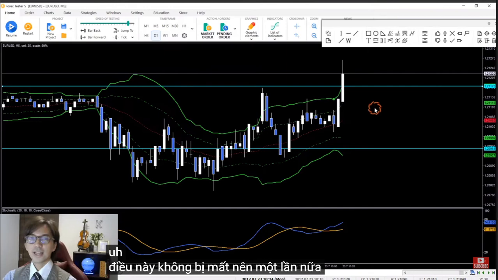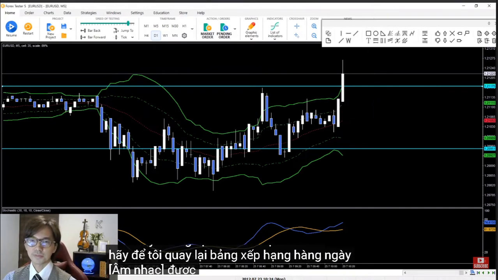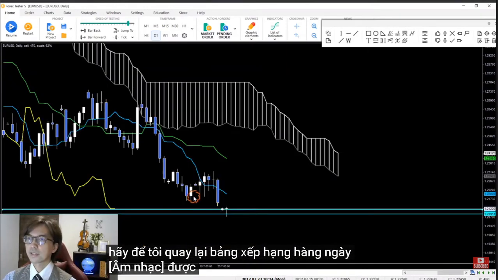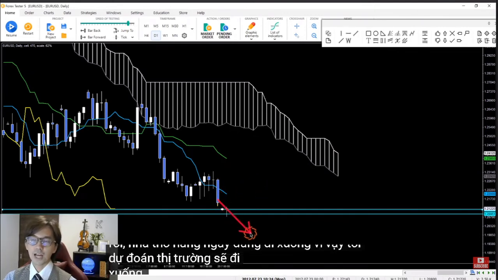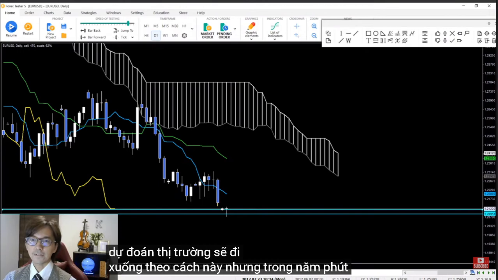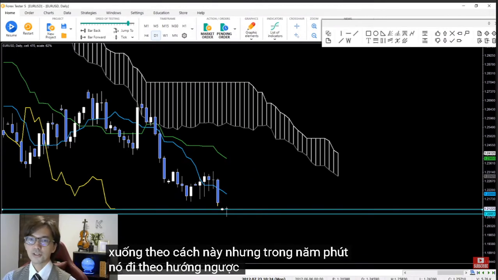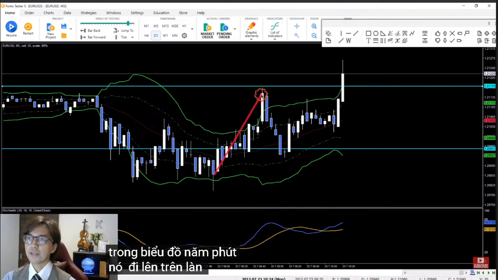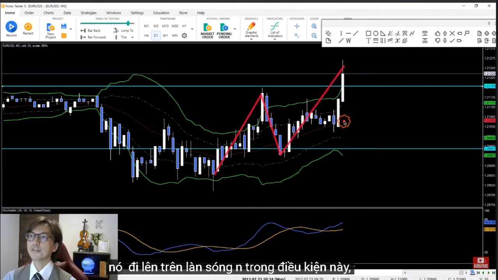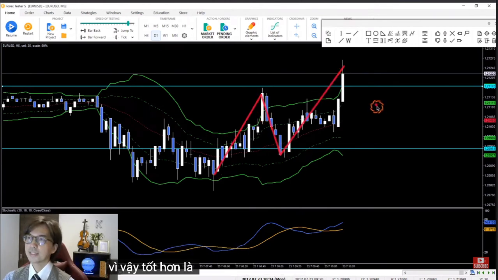So once again, let me come back to the daily chart. Okay, the daily chart is going down, so I expect the market to go downwards this way, but in the 5-minute chart it's going in the opposite direction. Let me see, in the 5-minute chart, it's going up on the N wave in this condition. So it's good to exit over here.